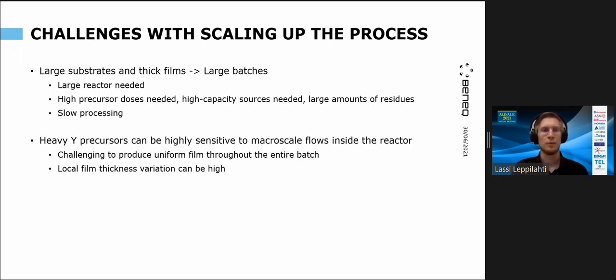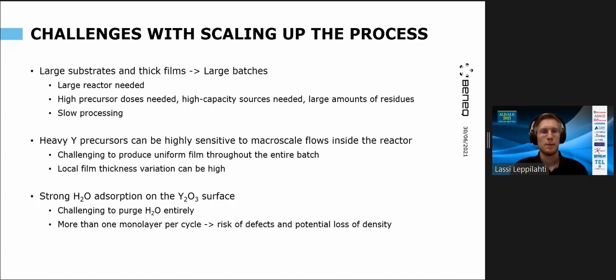And here are some process-specific challenges. We have heavy yttrium precursors that can be quite sensitive to macroscale flows inside the reactor. If you imagine the cross-flow reaction chamber, and there is any larger opening anywhere, the precursors tend to follow that route, take the easy way through the reactor, leaving some harder to reach surfaces uncoated. So it can be challenging to produce a uniform film throughout the entire batch. It can also cause local film thickness variation for the same reason, if there are features on the substrates that deflect the flow.